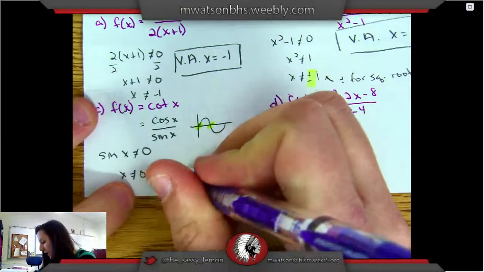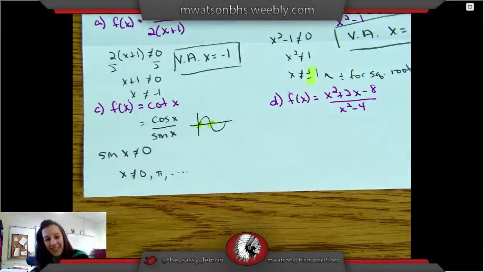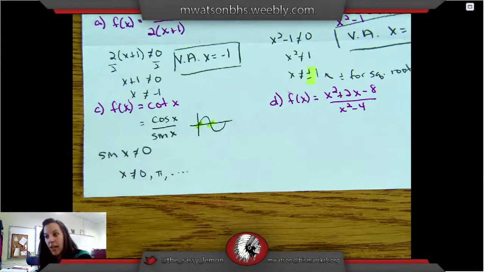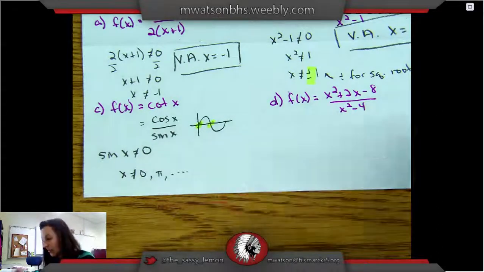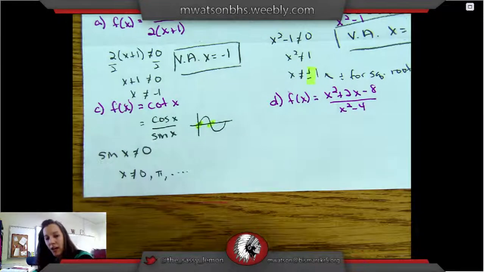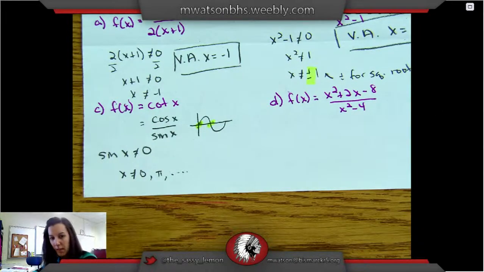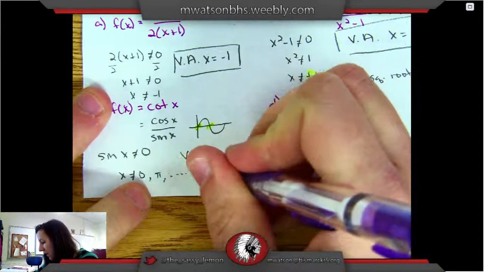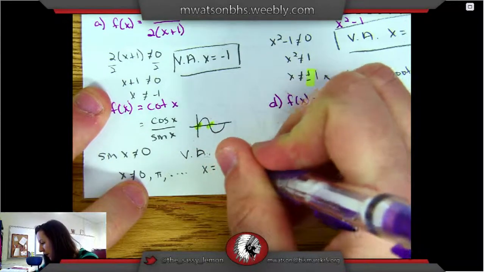And then I'm going to put comma dot dot dot because I'm lazy. Okay, so vertical asymptotes are going to appear at 0, pi, and continue that pattern on towards infinity. So 2 pi, 3 pi, so on and so forth. So I need to write my vertical asymptotes are x equals 0, pi, dot, dot, dot.